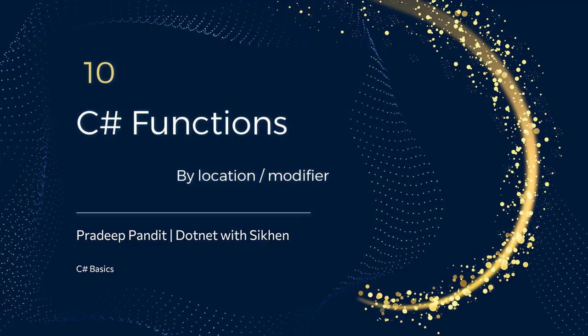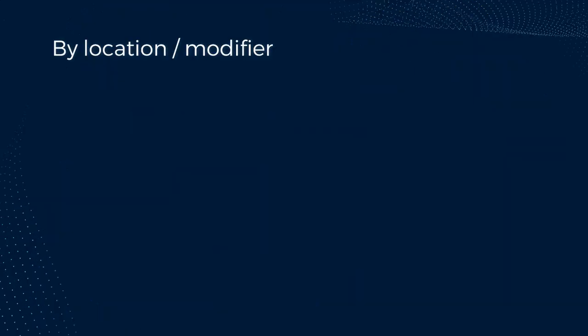If you have not watched my previous videos, please go and watch them in C# functions. So let's start with location or modifier. In this category we have four methods, but we will be discussing two here, that is the instance method and static methods. So what exactly is the instance method?